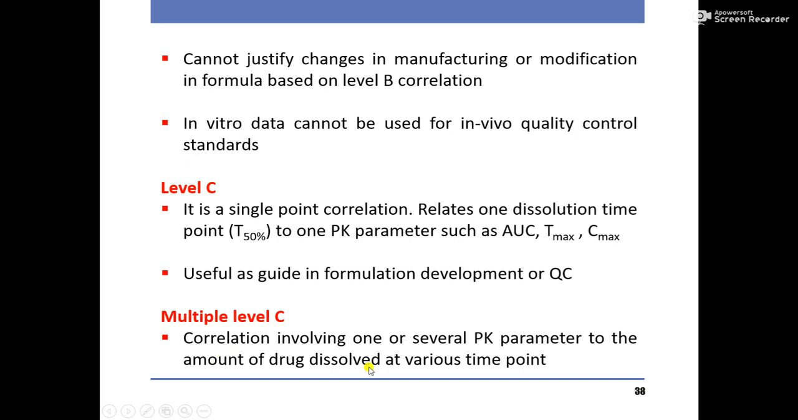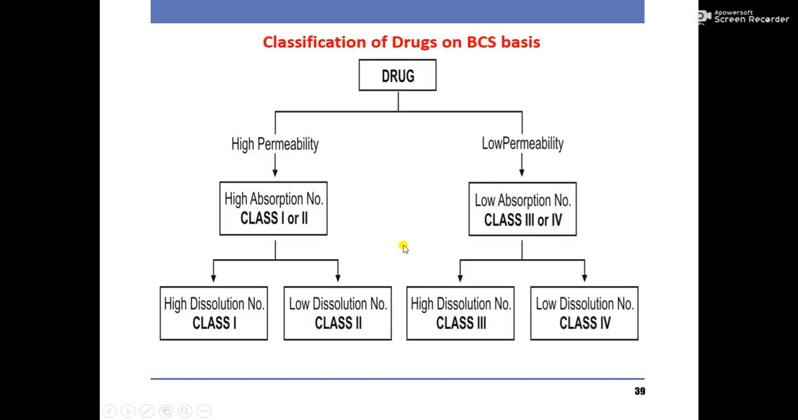Multiple level C correlation involves one or several pharmacokinetic parameters related to the amount of drug dissolved at various time points. Now, you can see here I am going to classify the drugs on the BCS basis. On my computer screen, the classification of drugs on BCS basis is given.